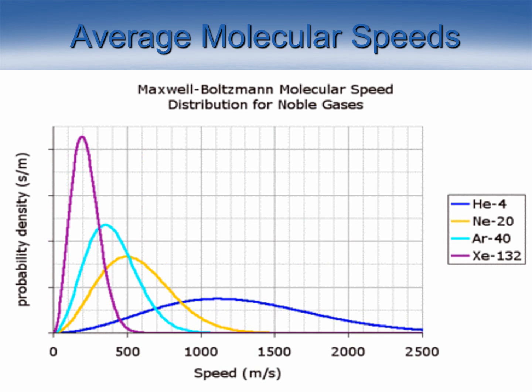This little graph shows the noble gases, and you can see that the average molecular speed for helium is maybe about 1,100 meters per second, whereas the average speed for neon is about 500. The average speed for argon is about 350, and the average speed for xenon is about 200. So even if they all have the same kinetic energy, they have different speeds depending on their size. Mainly the heavier ones move slower, which sort of makes sense.